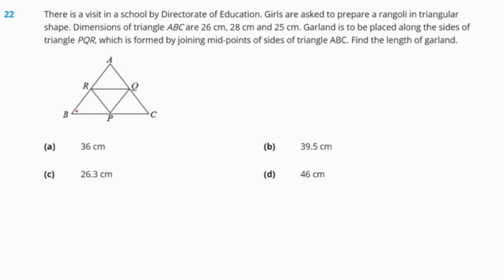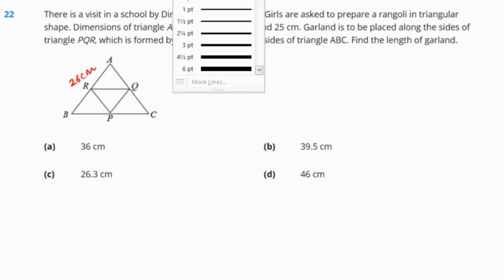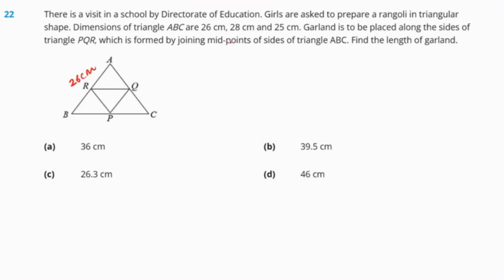Now the dimensions of the triangle ABC are AB is 26 centimeter, and the next side, which is AC, is 28 centimeter, and BC is 25 centimeter. Now, a garland is to be placed along the sides of the triangle PQR, which is formed by joining the midpoints of the sides of the triangle. The triangle we can see in the middle of the bigger triangle, which is PQR, is formed by the midpoints of the triangle.